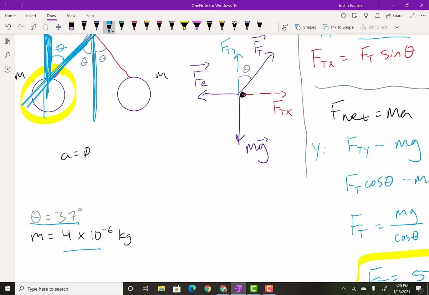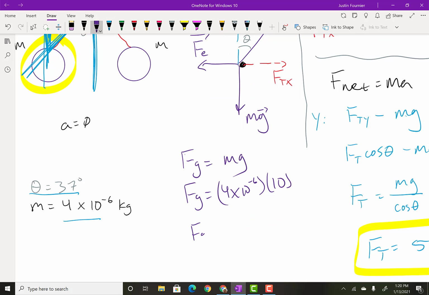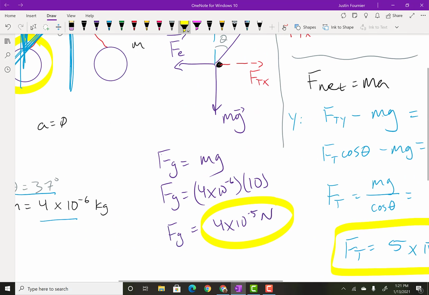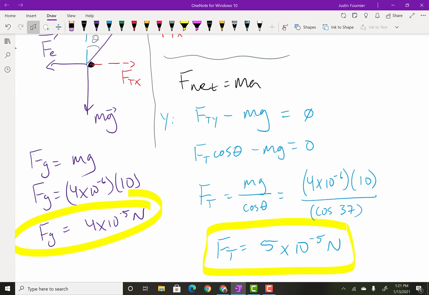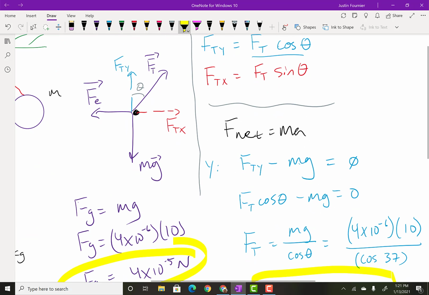But the weight is just going to be mg. So the weight, which is the gravitational force, that's just going to be mg. So the gravitational force is going to be 4 times 10 to the negative 6 times 10 newtons per kilogram. So that means Fg is going to be 4 times 10 to the negative 5 newtons. So that's my gravitational force. I got the tension force, 5 times 10 to the negative 5. I got my gravitational force, 4 times 10 to the negative 5. Now just to find out what the electric force is.